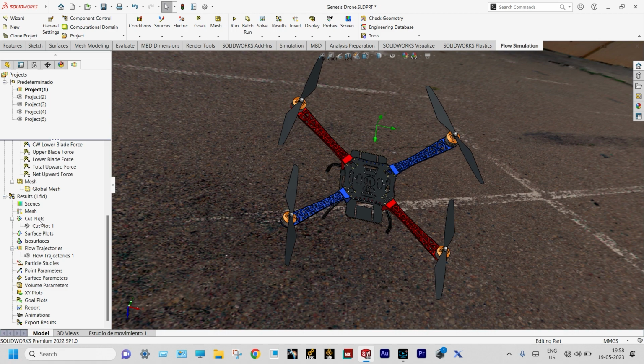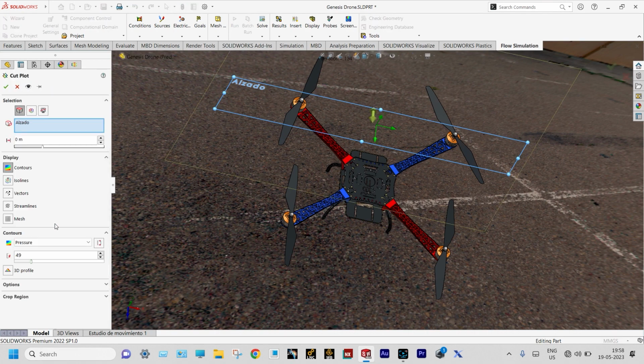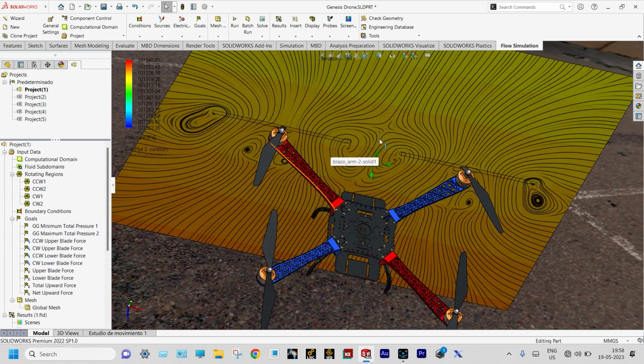So insert cut plot, and you can view it from different planes. First of all, we'll see from this plane, and the display pattern will contain contours, isolines, and also streamlines. And we want to see pressure distribution, right? So green check. This one is showing pressure distribution.